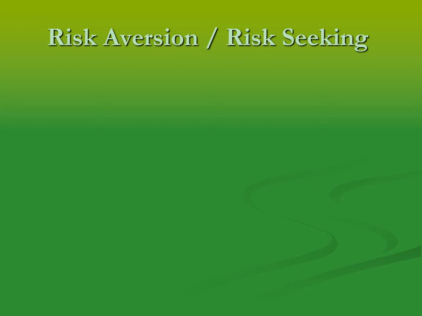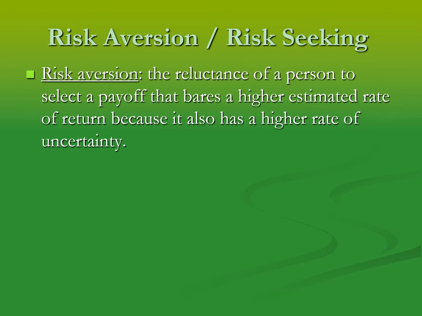When the expected value is greater than the certainty equivalent, we can say that you have risk aversion. Risk aversion is the reluctance of a person to select a payoff that bears a higher estimated rate of return because it also has a higher rate of uncertainty. With risk aversion, you value the certainty and are averse to the gamble, right?